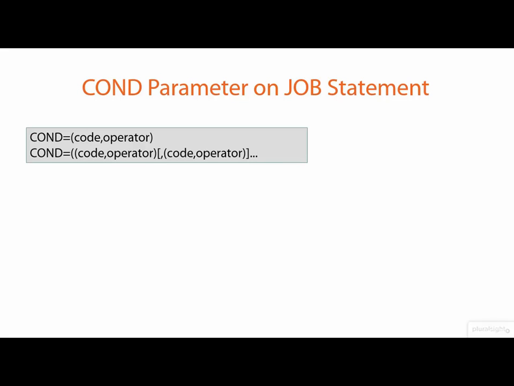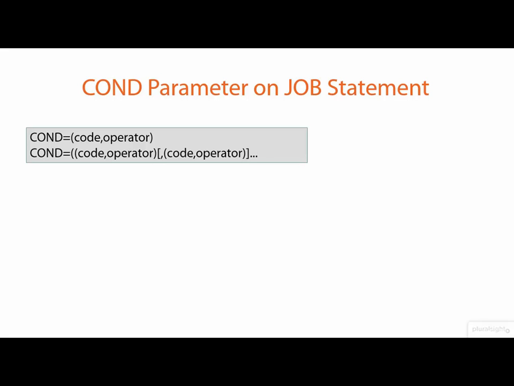In addition to the coding that we saw on the condition parameters for the execute statement, we can also code the condition parameter on the job statement, which would then apply to any step within that job, which would then result in a termination of the job if that condition code test is met.